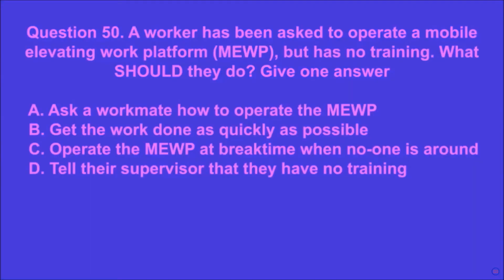Question 50. A worker has been asked to operate a mobile elevating work platform, MEWP, but has no training. What should they do? Give one answer. A. Ask a workmate how to operate the MEWP. B. Get the work done as quickly as possible. C. Operate the MEWP at break time when no one is around. D. Tell their supervisor that they have no training. D is the correct answer.